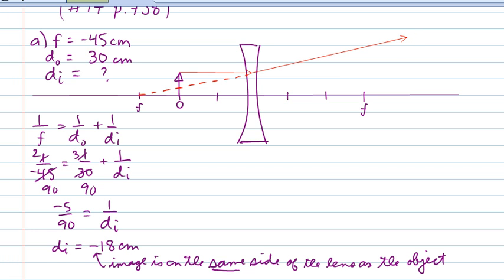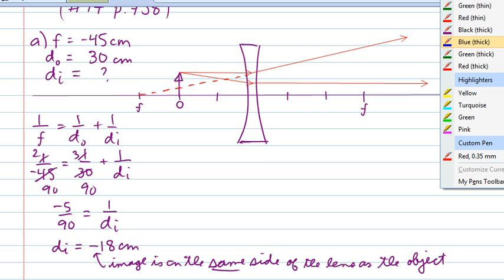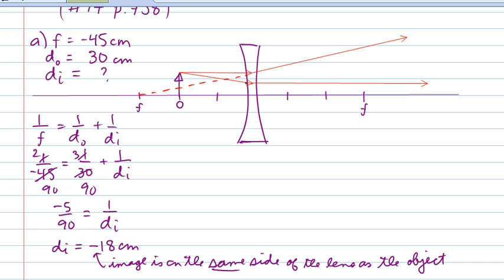Okay, and the second ray is the one that tries to go through the other focus. So this is different from what we've done with mirrors. And then that ray ends up going parallel. And so those are the two rays that we want to trace backwards.